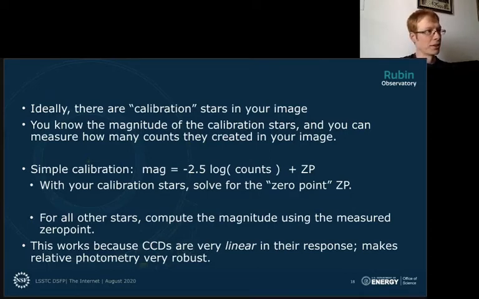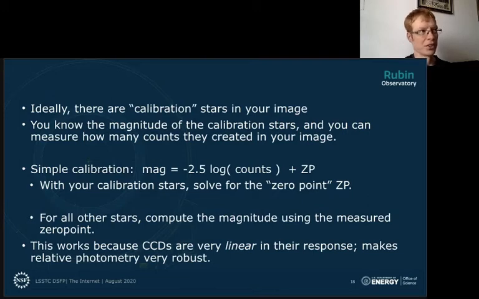And so that's the simplest way to calibrate our image. Once we've computed that zero point, by taking all the calibration stars in our image and trying to minimize the scatter in that equation, that gives us a way to apply that same equation to the stars that we don't know what magnitude they are, just by plugging back in that zero point that we measured.